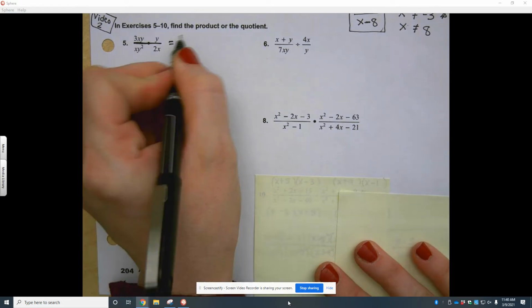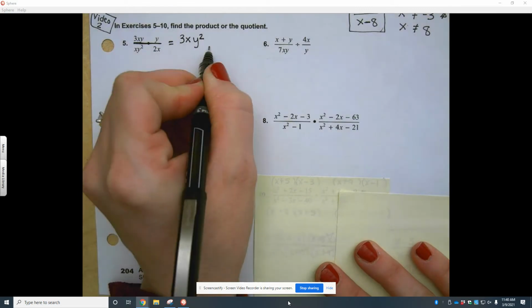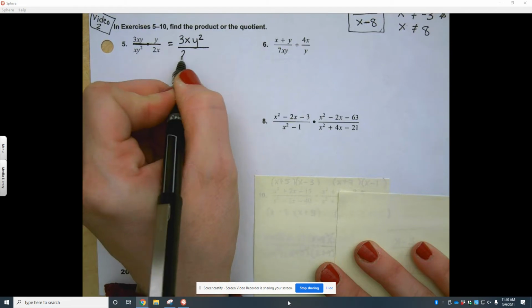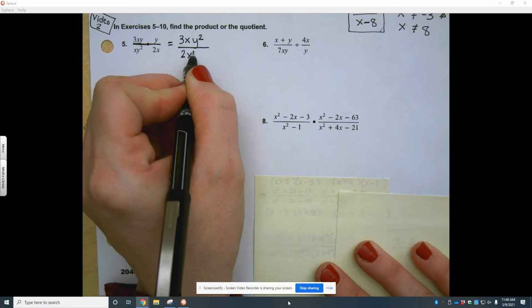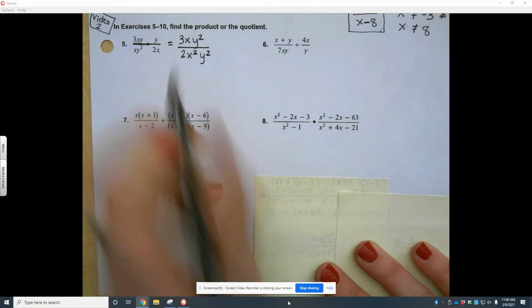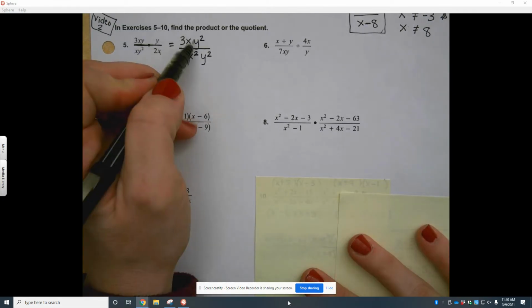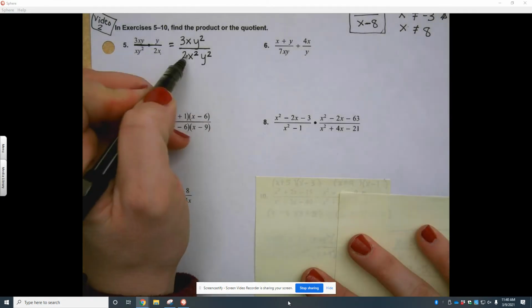So I'm going to have 3xy squared and 2x squared, because I have two of them, y squared. And now, doing the same thing that we did in video 1, we're going to look for what we can simplify. So I see 2y squared, and everything's getting multiplied together, so I can reduce everything.